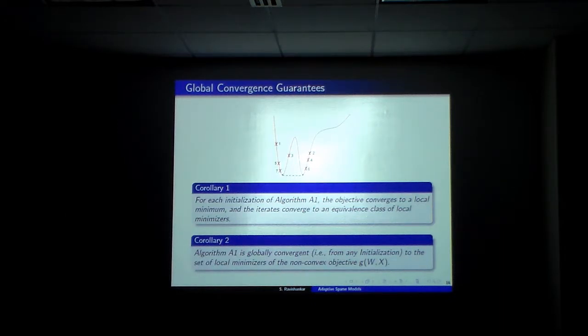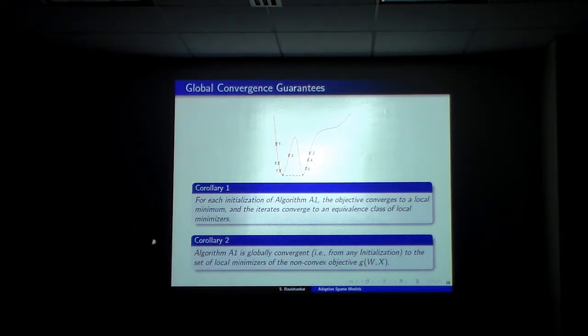And you can also give a kind of global convergence property. This does not mean that you're converging to the global minimizer, but people have been using this terminology, and it means that you are looking at convergence from any initialization of the algorithm. So the algorithm is globally convergent, that is, it converges from any initialization to the set of local minimizers of this non-convex objective.